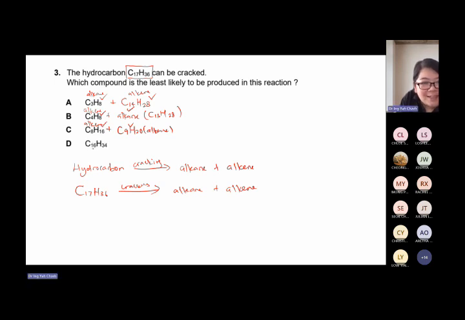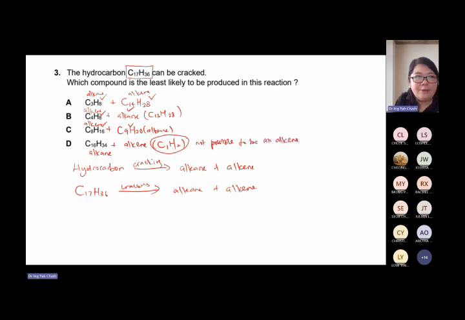And the last one, C16H34, this will be an alkane. So the other product must be an alkene. So let's look at what is left from this C17. After cracking to C16, it will be C1H2. Is it possible to have an alkene with the formula C1H2? Not possible. This is not possible to be an alkene.